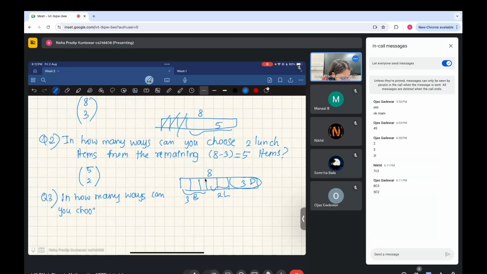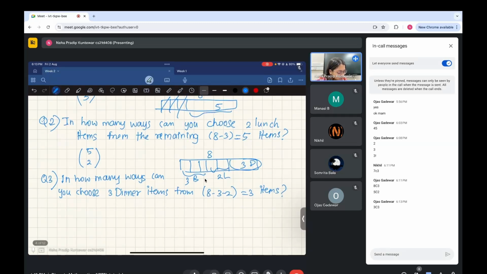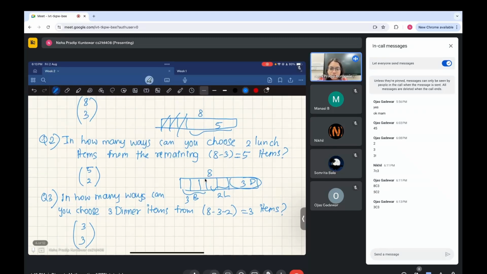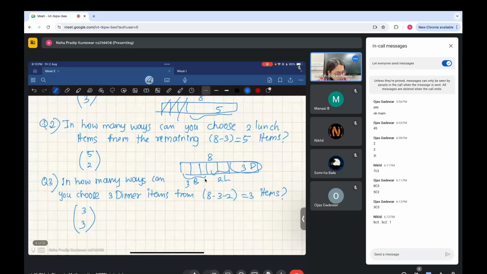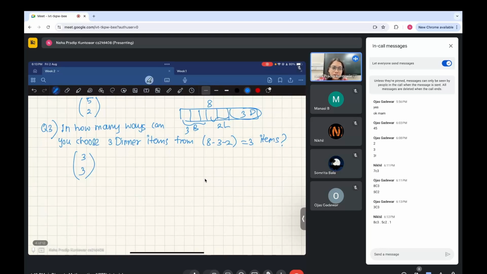So what do you think? Okay, good. So the answer is correct. So this is precisely 3 choose 3. So now you have asked 3 questions and you have answers for all of them. And now what I'm asking you is, how do you combine them together? Ultimately you want to find the total number of ways in which you can choose 3 breakfast, 2 lunch and 3 dinner items. The question is, how do I combine these answers? Do I multiply them? Do I add them? Or what do we do?